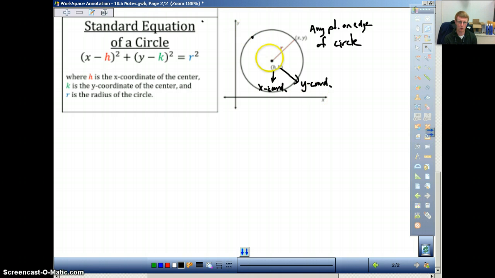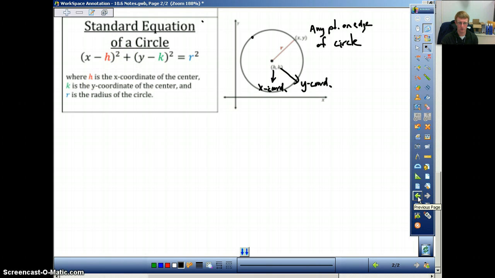Okay, so that's how we're going to know what the center of the circle is. That's how we're going to know what to put into our equation. So if we're given an equation, we can identify the center and the radius. If we're given a circle, or if we're given values here, then we can write an equation. Okay, so let's get right into these examples.